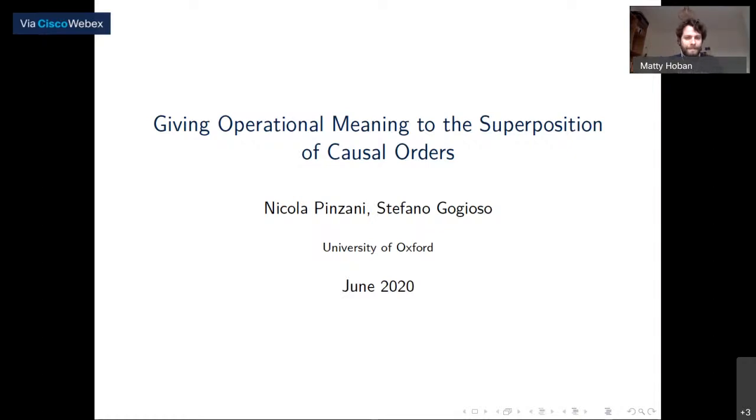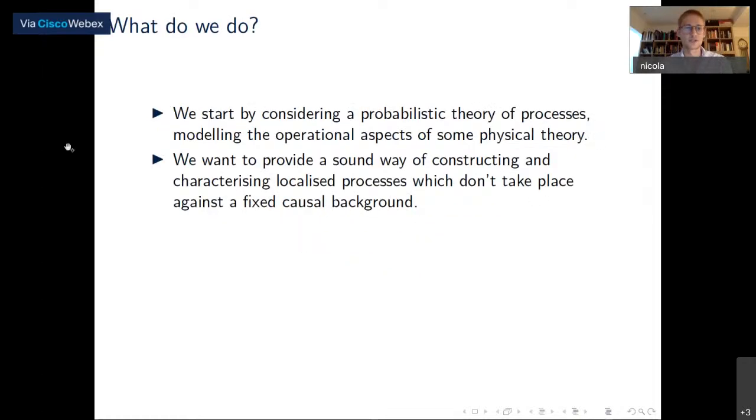Thank you, Matti. Good afternoon, everyone. So I'm going to talk about giving operational meaning to the superposition of causal orders. This is joint work with Stefano Gogioso. So what do we actually do? We start by considering a probabilistic theory of processes which models the operational aspects of some physical theory, in our case, quantum theory. And we want to provide a sound way of constructing and characterizing localized processes which don't take place against a fixed causal background.